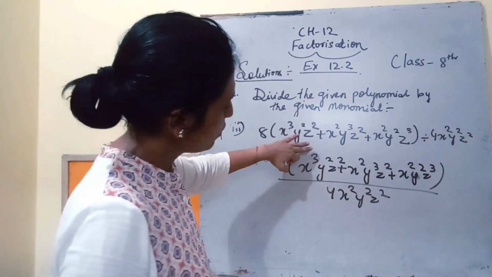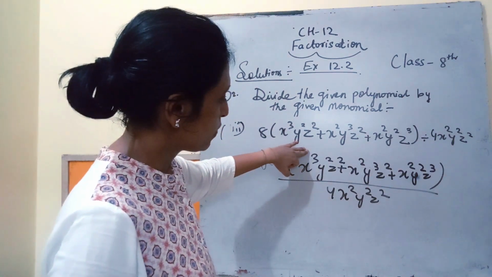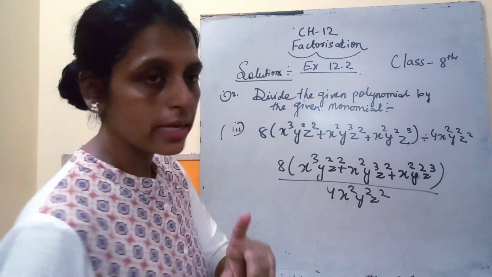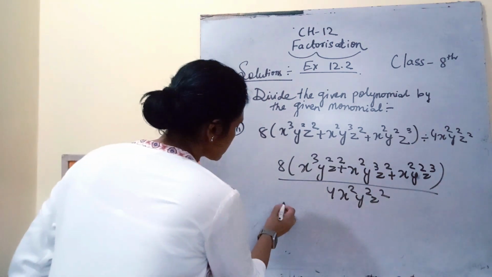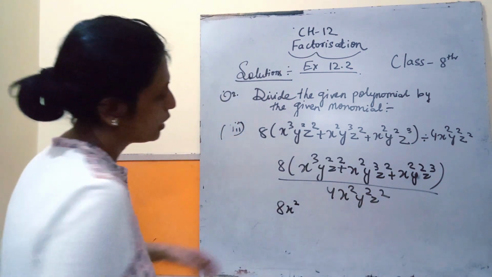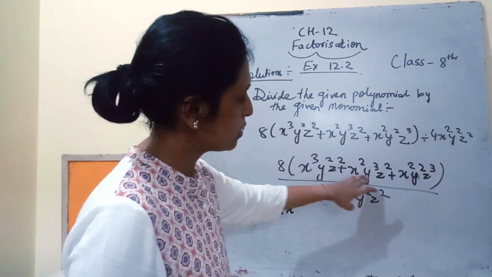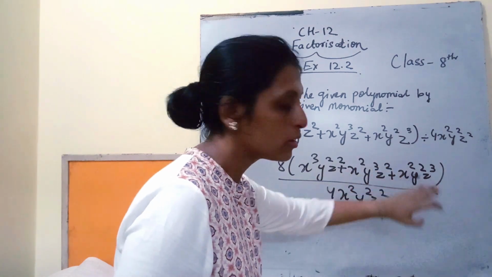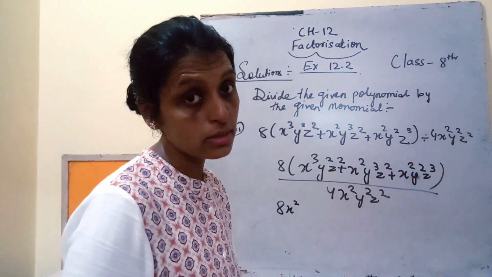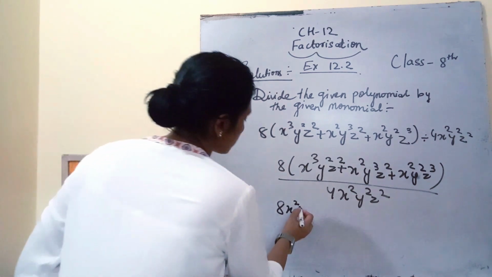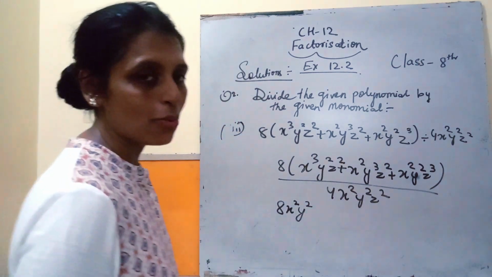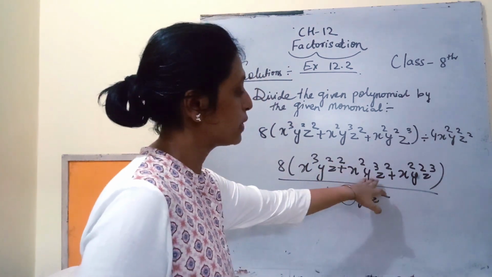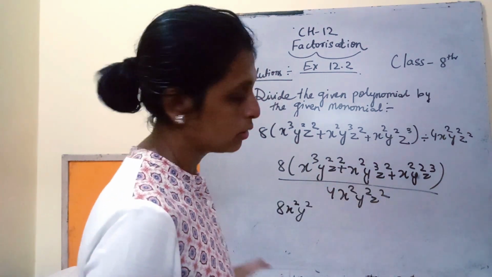Here x raised to power 3 is there, x raised to power 2 is there. So at least x raised to power 2 can be taken as common, okay. Similarly here y raised to power 2 in the first term, then in the second term y raised to power 3 is there, and in the third term also it is y square. So at least y square or y raised to power 2 can be taken as common, okay. We cannot take x raised to power 3, why? Because it is only present in the second term, okay.